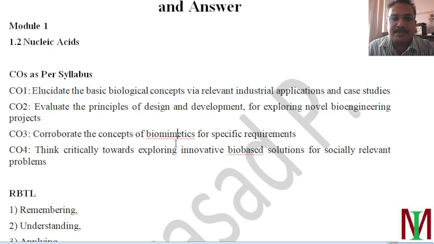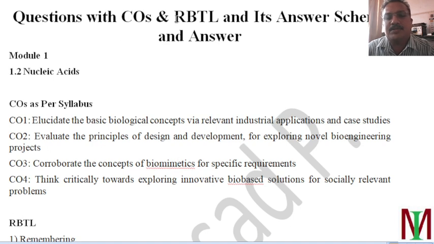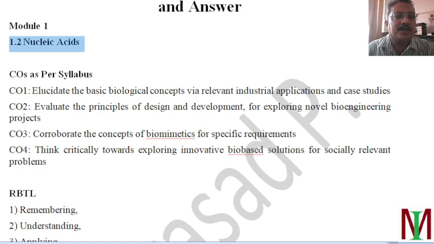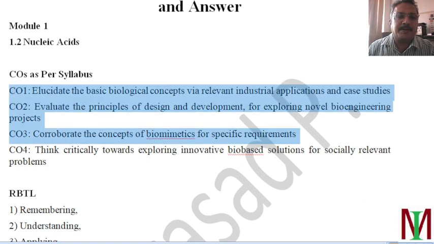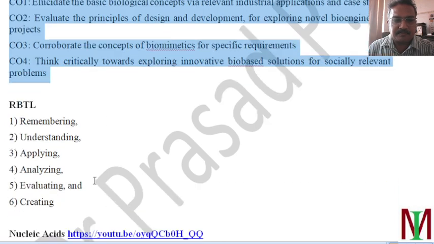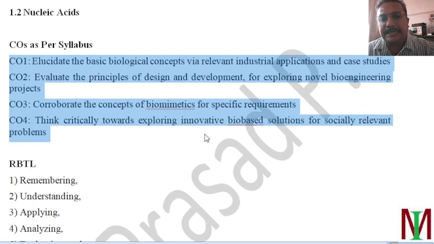Okay, so here I am explaining the possible questions with the course outcome and RBT level indicated, and the scheme as well as the answer. This is the second topic, nucleic acid. I already covered it in the class videos, and it is available in my YouTube channel, my intuition. You can go through that. And here I am just explaining what the different COs and RBT levels are, and the question as well as the answer scheme.